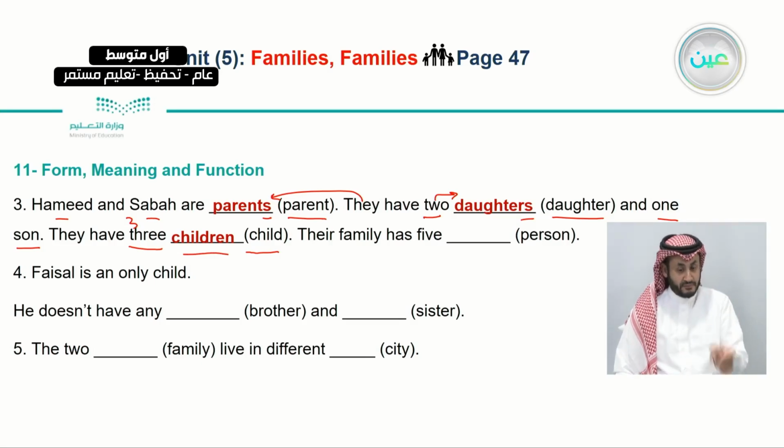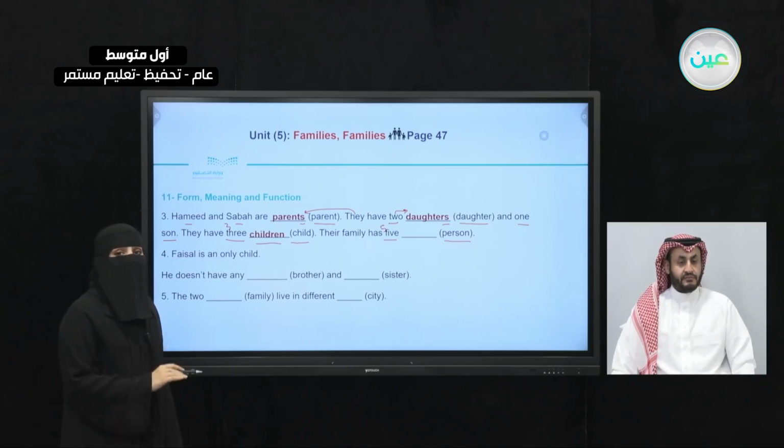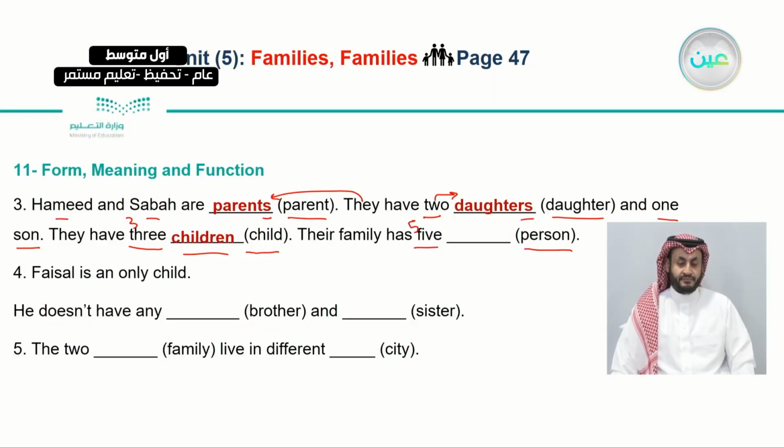Their family has 5. As you can see, it seems it's a big number, 5, more than 1 person. Here's a trick. Person, can I say persons? What do you think? It's totally an irregular noun. In order to make it plural, what should I do? Good job. People. 5 people. So the whole word person changes into people. Their family has 5 people.